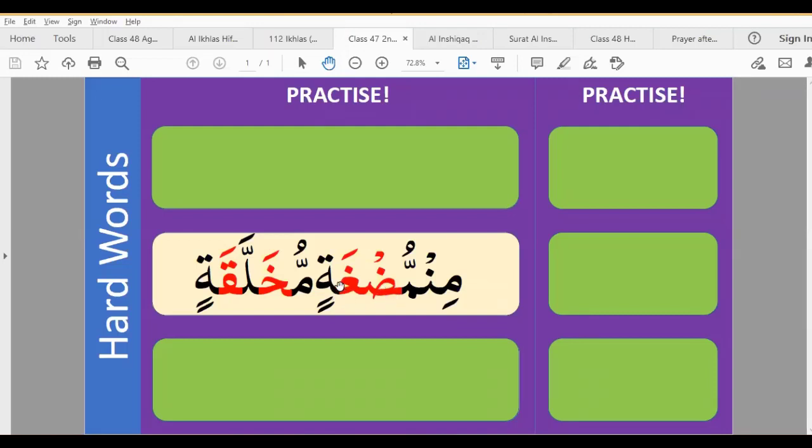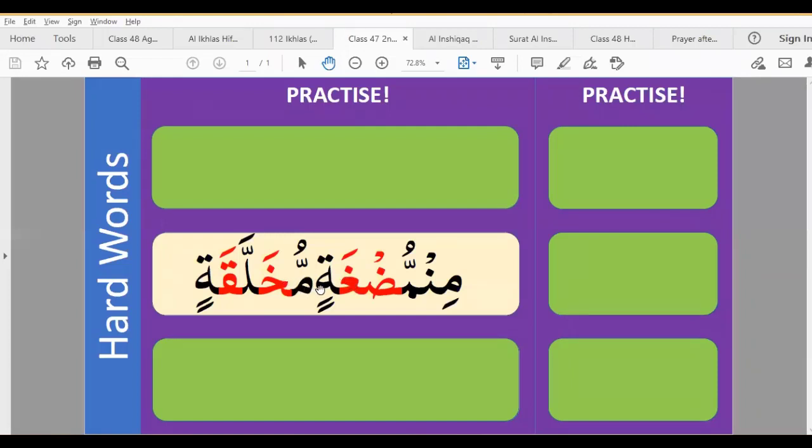Okay. After this, we have a ghain with a fatha. Gha. Okay. This is the letter ghain. Gha. Gha. Gha. Excellent. Well done. So remember not to make the kha sound. Okay. The letter kha is this one over here. This is the letter ghain. So it will make the sound of gha. Okay. Gha. Well done. Excellent.